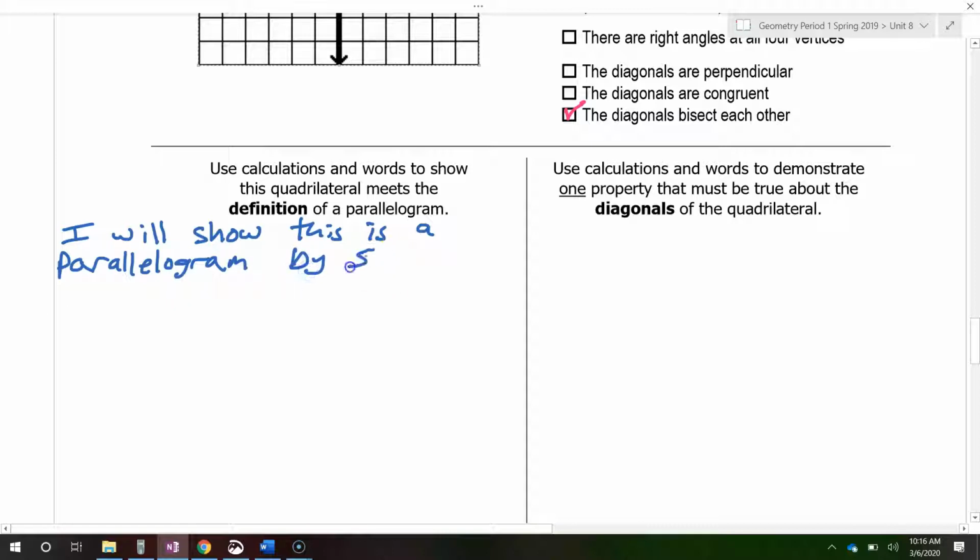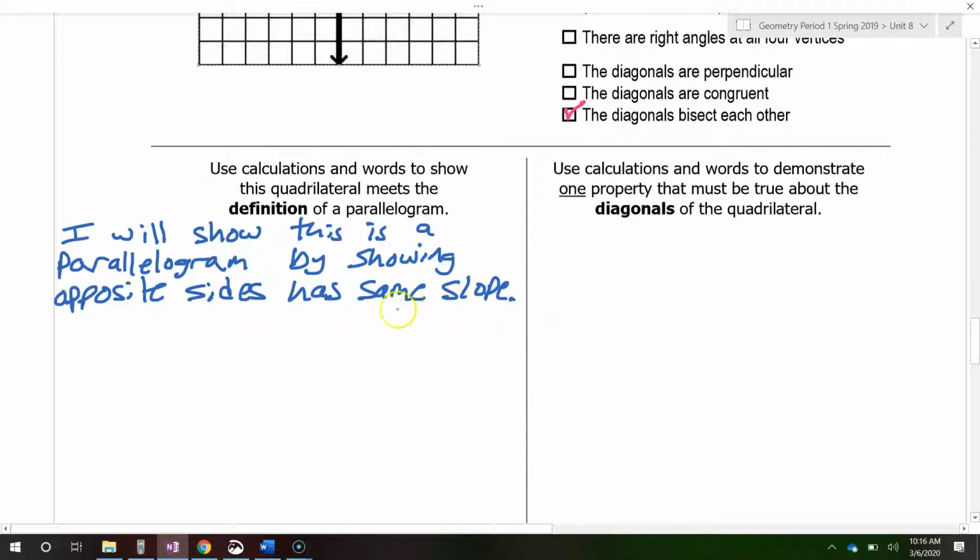by showing opposite sides have the same slope. All right? And that last phrase is the key: same slope. When I'm grading your introduction, if it doesn't say same slope in there somewhere, then I'm going to mark that portion of the problem wrong.